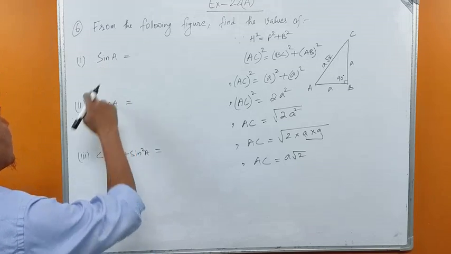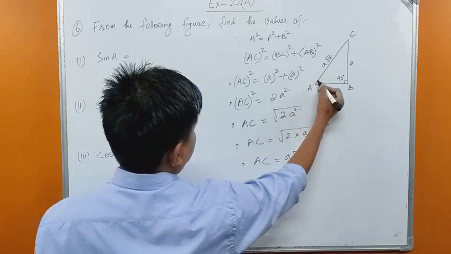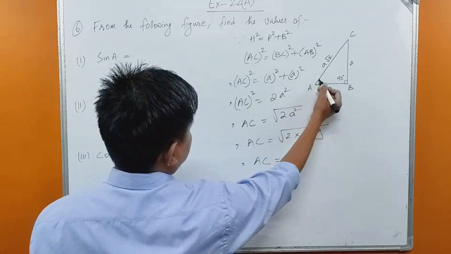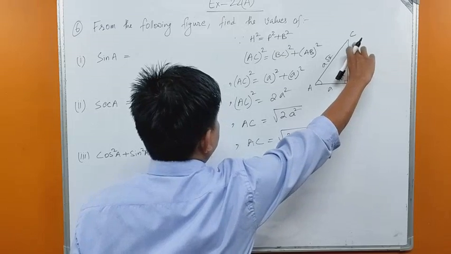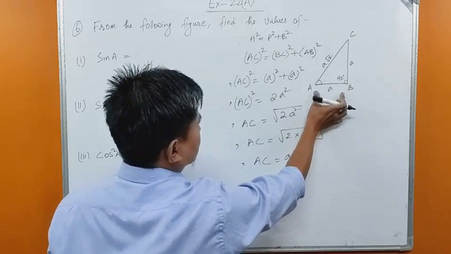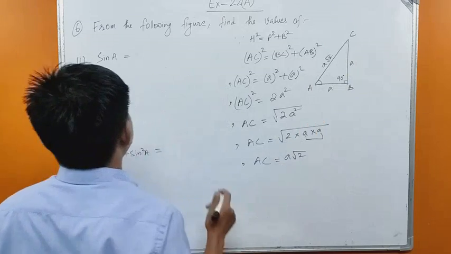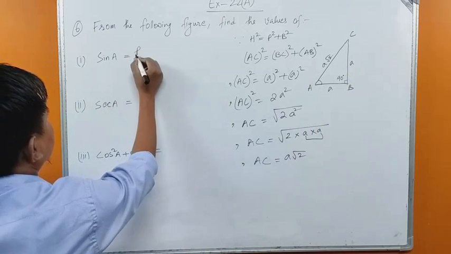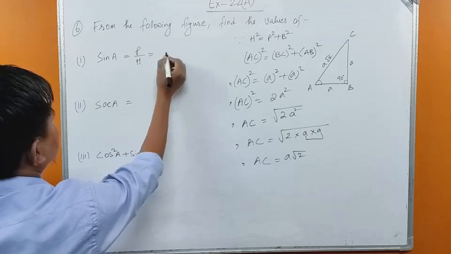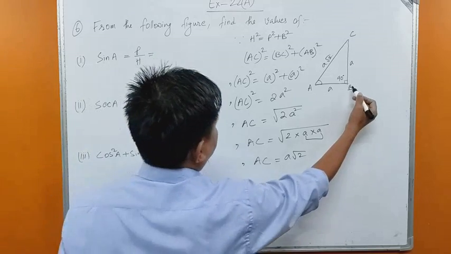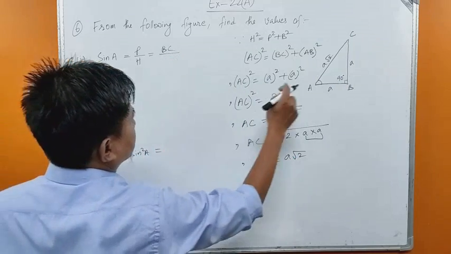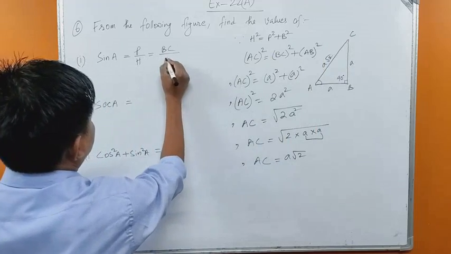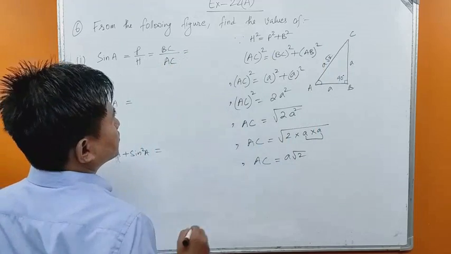Now we are asked to find sin A, this angle sin A. When we talk about this angle A, this becomes base, this becomes perpendicular, isn't it? BC is perpendicular, AB is base, hypotenuse is always AC. Sin theta is perpendicular upon hypotenuse. So what is perpendicular? Perpendicular is BC, BC upon what is hypotenuse? AC.